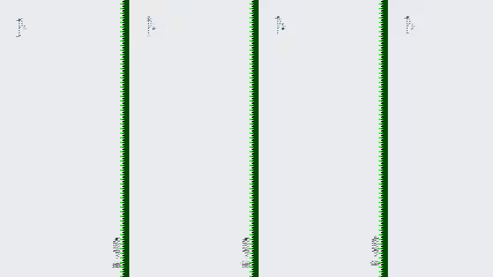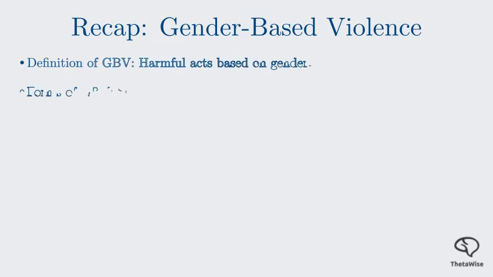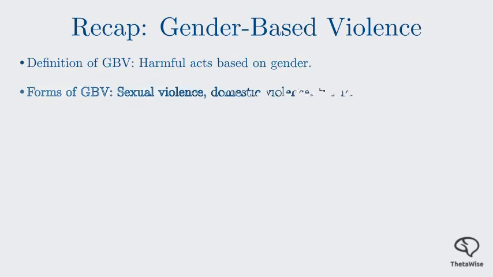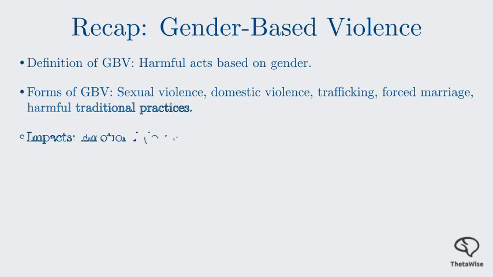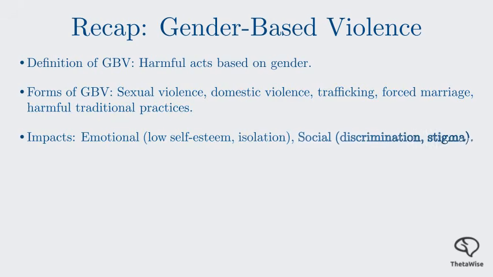In recap, we have defined gender-based violence as harmful acts based on gender, examined its various forms from sexual violence to harmful traditional practices, and understood the devastating emotional and social impacts. This understanding is key to ending GBV.